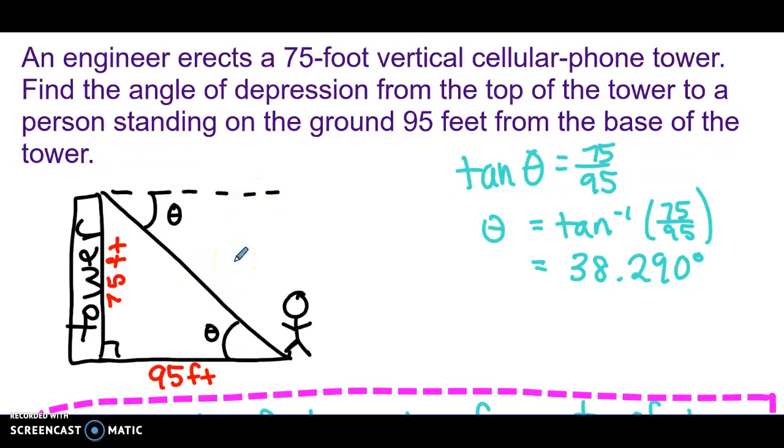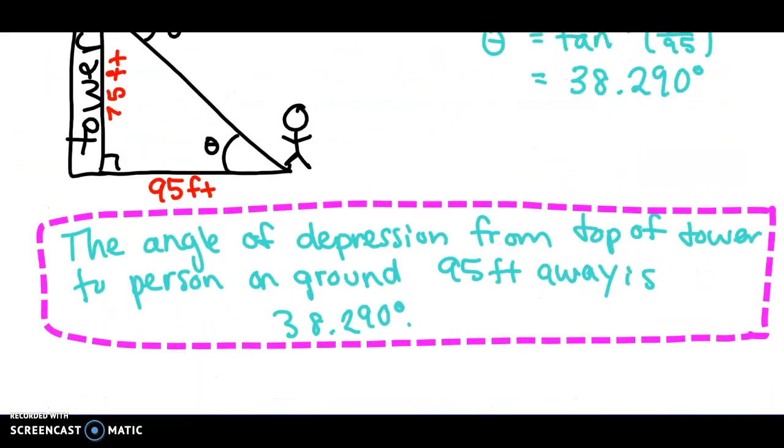Okay? And then this should hopefully bring back some geometry to your heads. These are alternate interior angles, which should be congruent, so we have parallel lines. So what I did is I said tangent of theta is 75 over 95. I could solve for theta, and I got about 39.290 degrees, which, since these are alternate interior angles, answers the question: the angle of depression from the top of the tower to the person on the ground 95 feet away is 39.290 degrees. Cool color combo, huh?